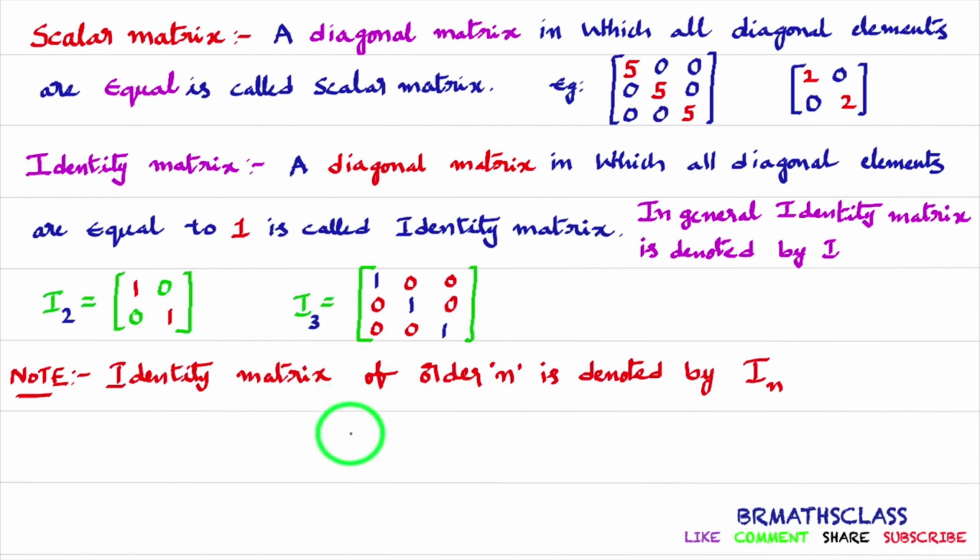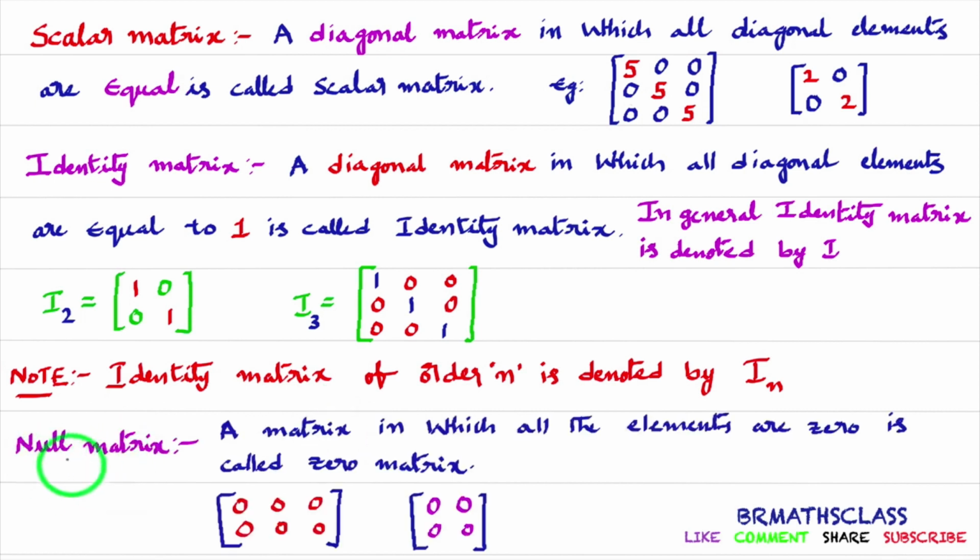Now we will learn a very easy definition, that is zero matrix. Zero matrix is also known as null matrix. A matrix in which all the elements are 0 is called zero matrix. It may be a square matrix or a rectangular matrix, whatever it is. If all the elements are 0, then it is called zero matrix.